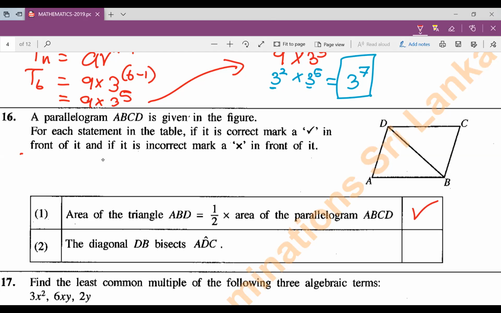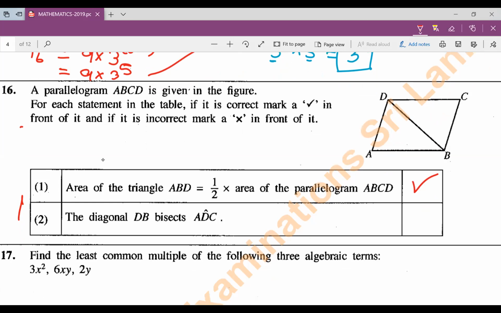So the diagonal DB bisects ADC. Next one is, so we know the diagonals bisect each other and the diagonals bisect the area. So the statement that the diagonal bisects ADC is not correct.